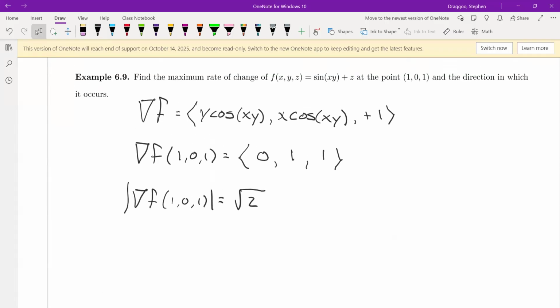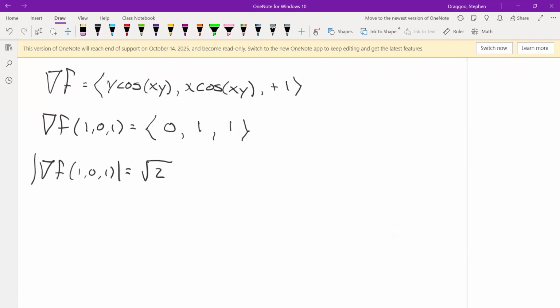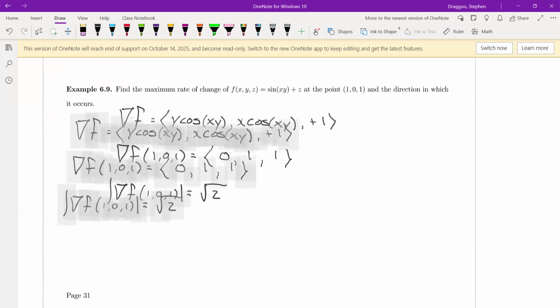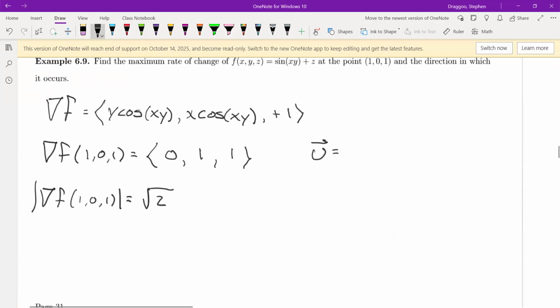And I think it also wants the direction, right? So that direction, over here. Just slide you out of the way for a second. To get that direction, which we'll call u, it should be the gradient divided by the magnitude of the gradient, which is going to be 1 over root 2 times (0, 1, 1).